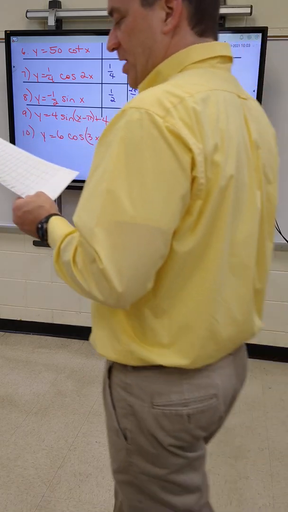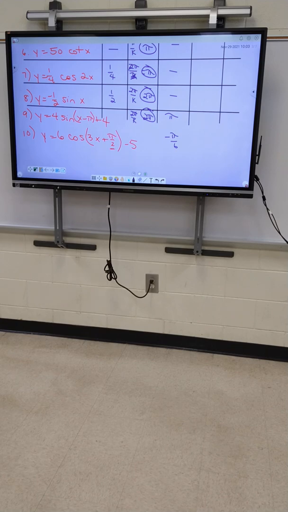All right, 14. What goes on top of the fraction? Negative 120. What goes on bottom? 3. What's your answer? Negative 40 degrees. Good. 15. What goes on top? Negative pi over 4. What do we divide it by? 1. So the answer is just negative pi over 4.